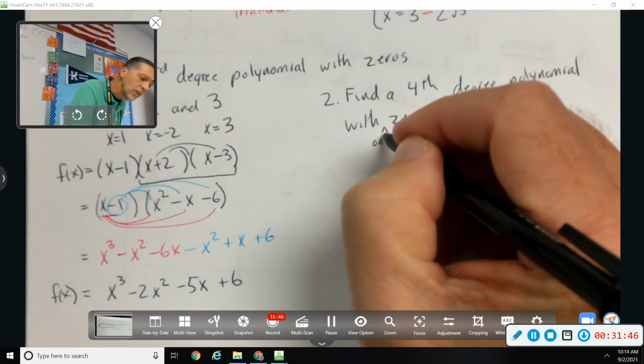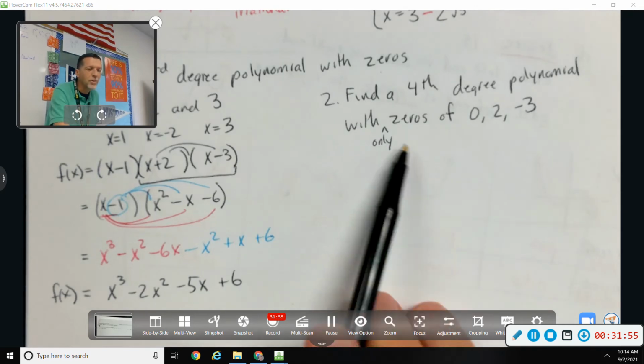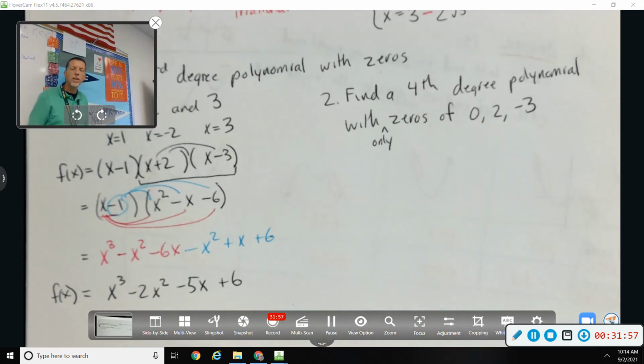So let's fix it so we can't do that. With only zeros. So I can't just throw in an extra one, although that would have been right. That would have been okay before I put the only in there. It also precludes throwing in an imaginary one. So the double root, I can get an extra one by doubling up one of those.